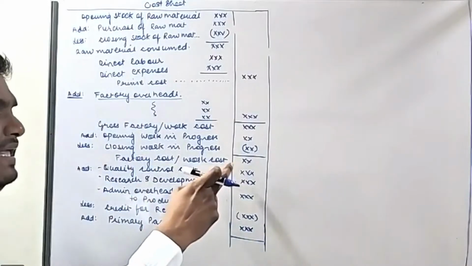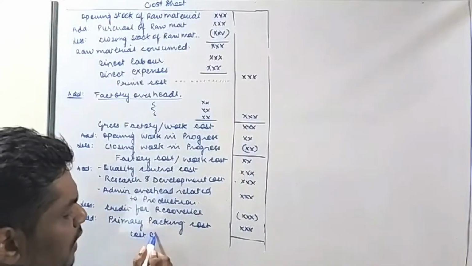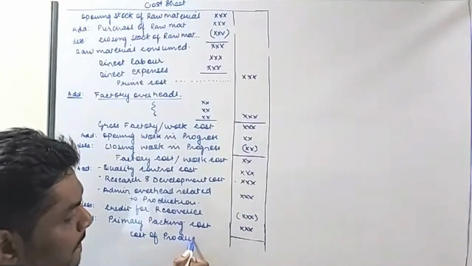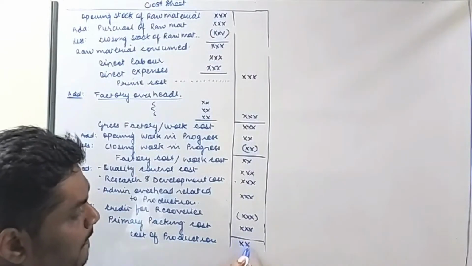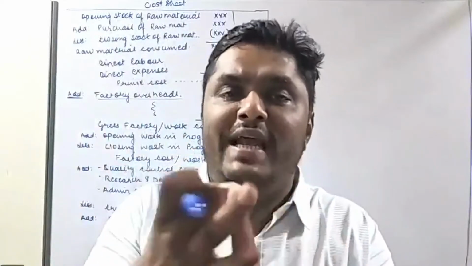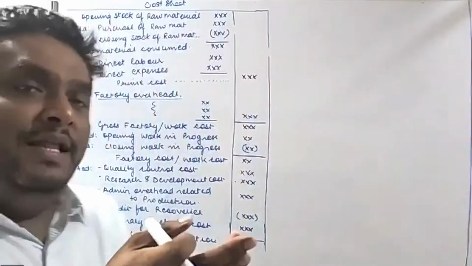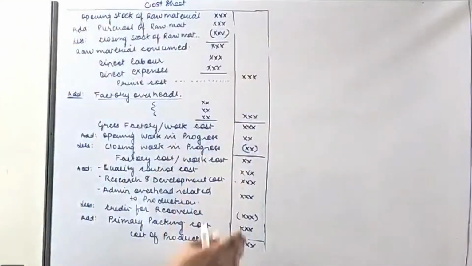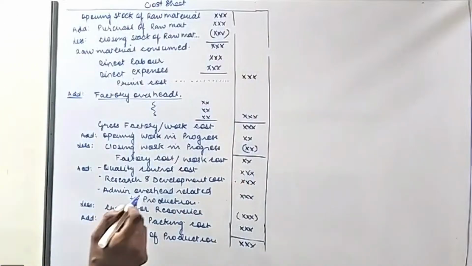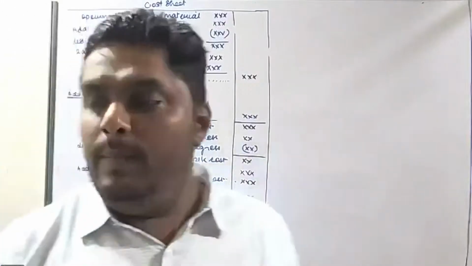So after making these adjustments in factory cost and work cost, we will get cost of production. After making all these adjustments, thereafter, we will subtract credit for recoveries and we will add primary packing cost. So after these adjustments in the factory cost or work cost, we will get the cost of production. Now, what are these items? 1, 2, 3, 4, and 5. Let's start one by one.